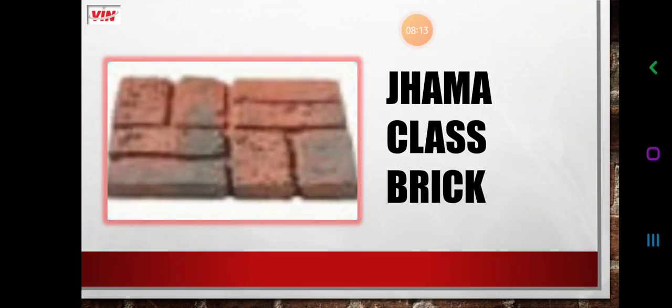Let's move on to jhama class bricks. These bricks are overburnt with irregular shapes, and they are dark bluish in color. They are not preferable for construction works. They are used only for paving purposes like that.